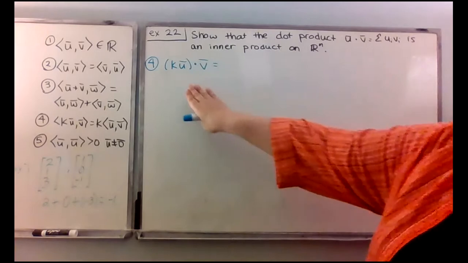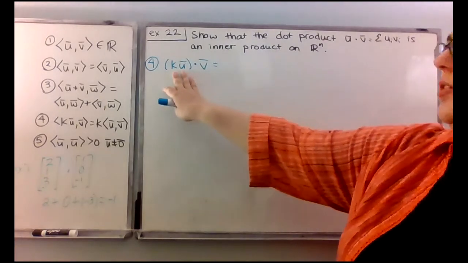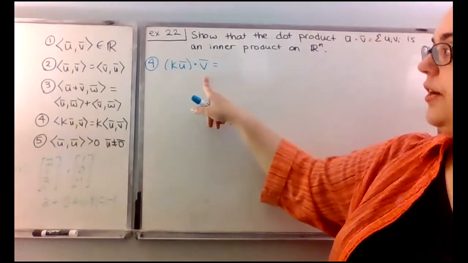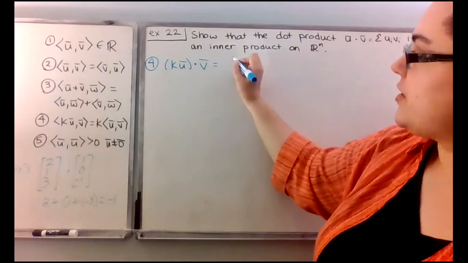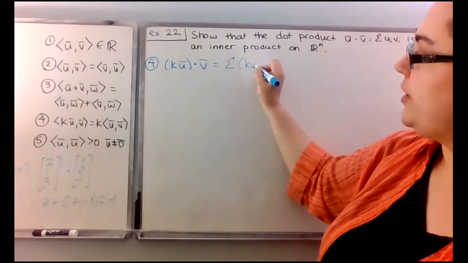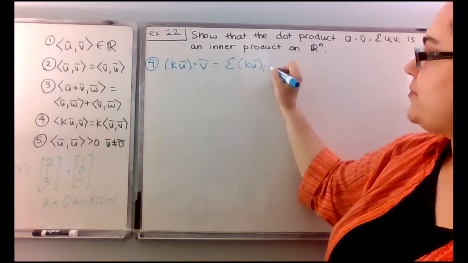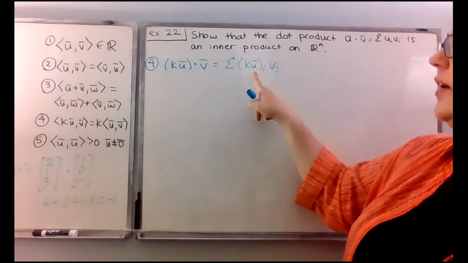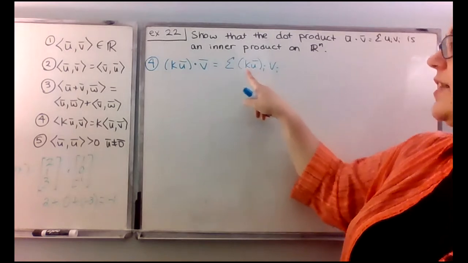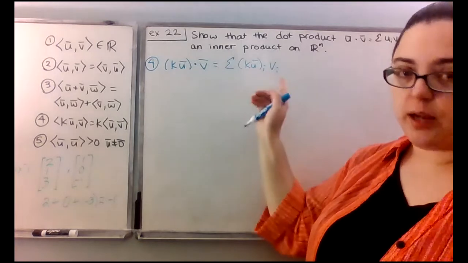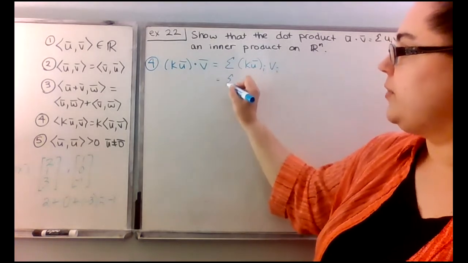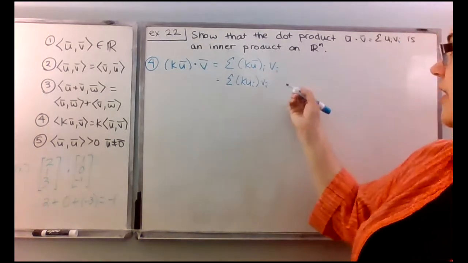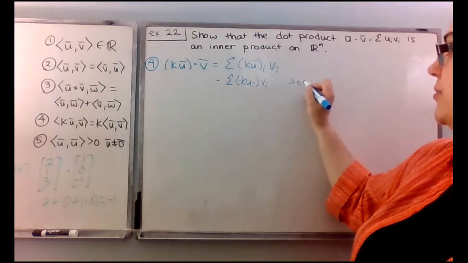So I'm going to start out with a scalar times u, because that's what we're starting out with here, ku dot v. By our definition, this is going to be the sum of the ith element of ku times the ith element of v. But when we multiply a vector by a scalar, its ith element is just the ith element of u times k. So this is going to be the sum of kui times vi. And that's by our scalar multiplication.